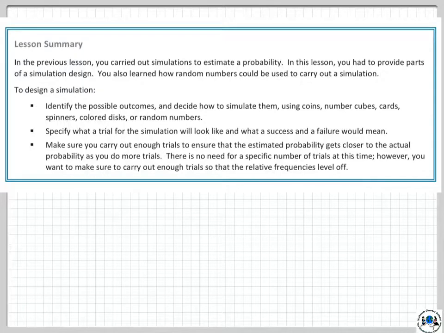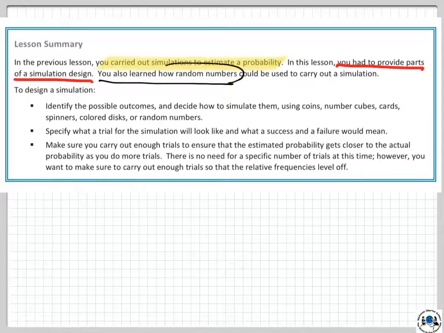So in the previous lesson, lesson 10, you carried out simulations to estimate a probability. In this lesson, you more or less just had to provide the parts of a simulation design. So you became more or less a designer of these simulations. All right. You also learned how random numbers could be used to carry out a simulation, and they do exist on the internet, online. All you have to do is just Google random numbers, and it's really interesting. People in advertising and industry use these random number lists a lot.